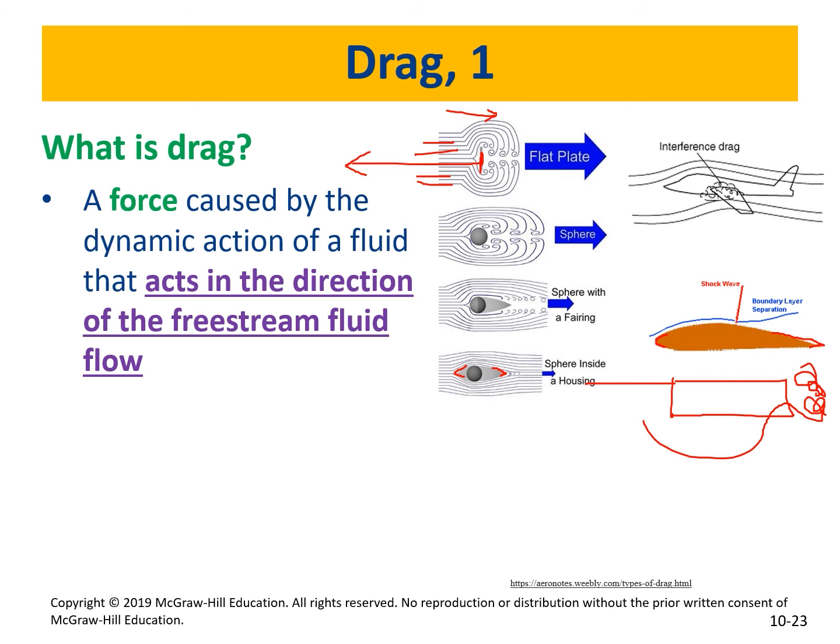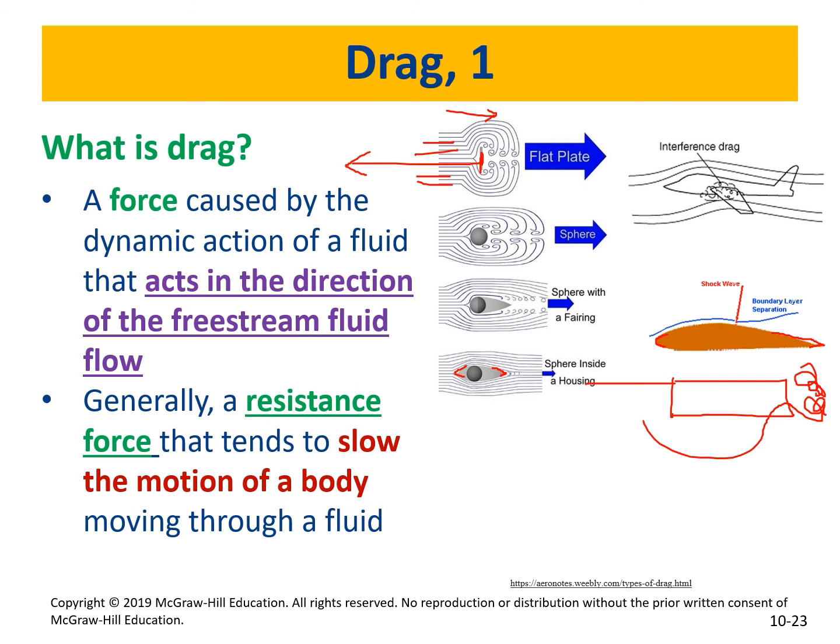Now let's understand how drag is a force, just like buoyant force, caused by the dynamic action of the fluid that acts in the direction of the free stream fluid flow, and it's always a resistance force that tends to slow the motion of a body moving in a fluid all the time. It's trying to slow the movement, the drag force. Now, we have multiple types of drag, and we're going to learn about them. One of the drags is called interference drag, and we have shock drag, and resistance drag, and I'm going to explain those to you because each one of them has a different formula and different things that can control that drag for us. So let's start with this.